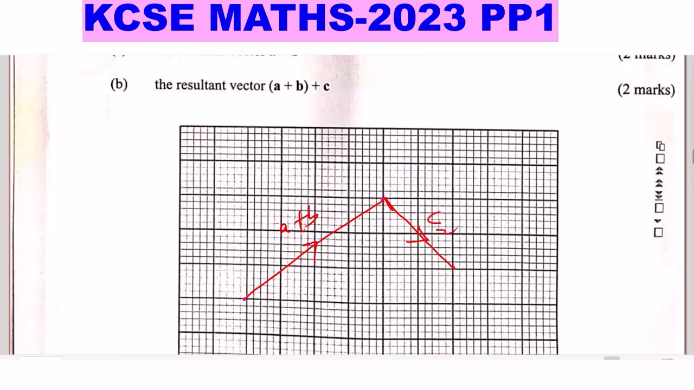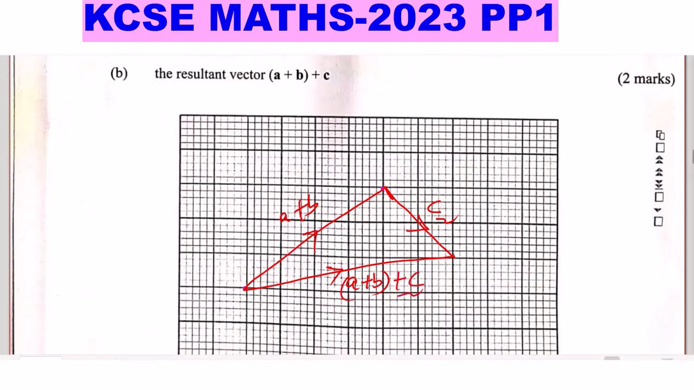Therefore, A plus B plus C would be given by joining these like that. You're using a ruler to do this, of course. Then the direction is that. So this is A plus B plus C. And that is how you're supposed to solve that question.